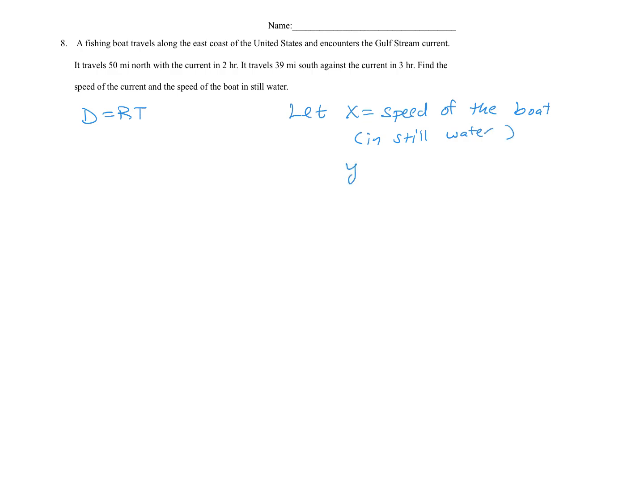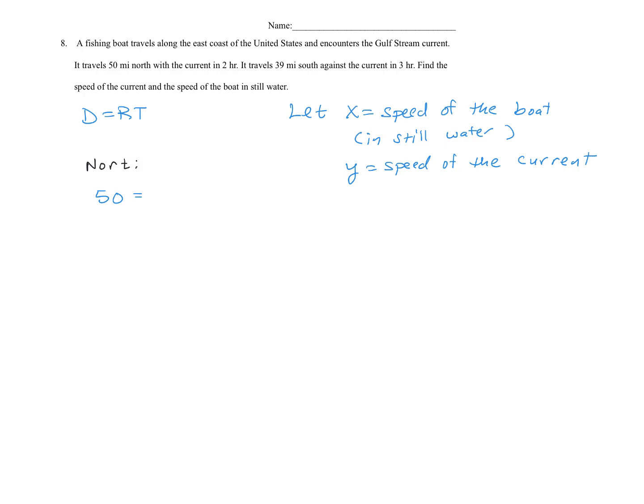And then we're going to let y equal the speed of the current. All right, so the next thing we need to do is look at the two different directions that we're traveling. So for the first one, we're going to be going north. And when you are on the north trip, you're going a total of 50 miles. So that's our distance. And that's equal to the rate that we're actually traveling at times the amount of time that we're traveling.